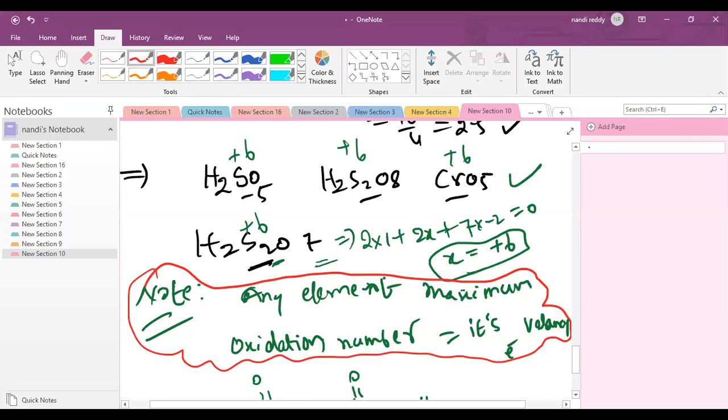Iron, you can check it, maximum how many electrons can they lose. Chromium, what is the group number, how many electrons can they lose. Like that you can check it. Sulfur, what is the group number? 6, so it can lose a maximum of 6 electrons. Understood?